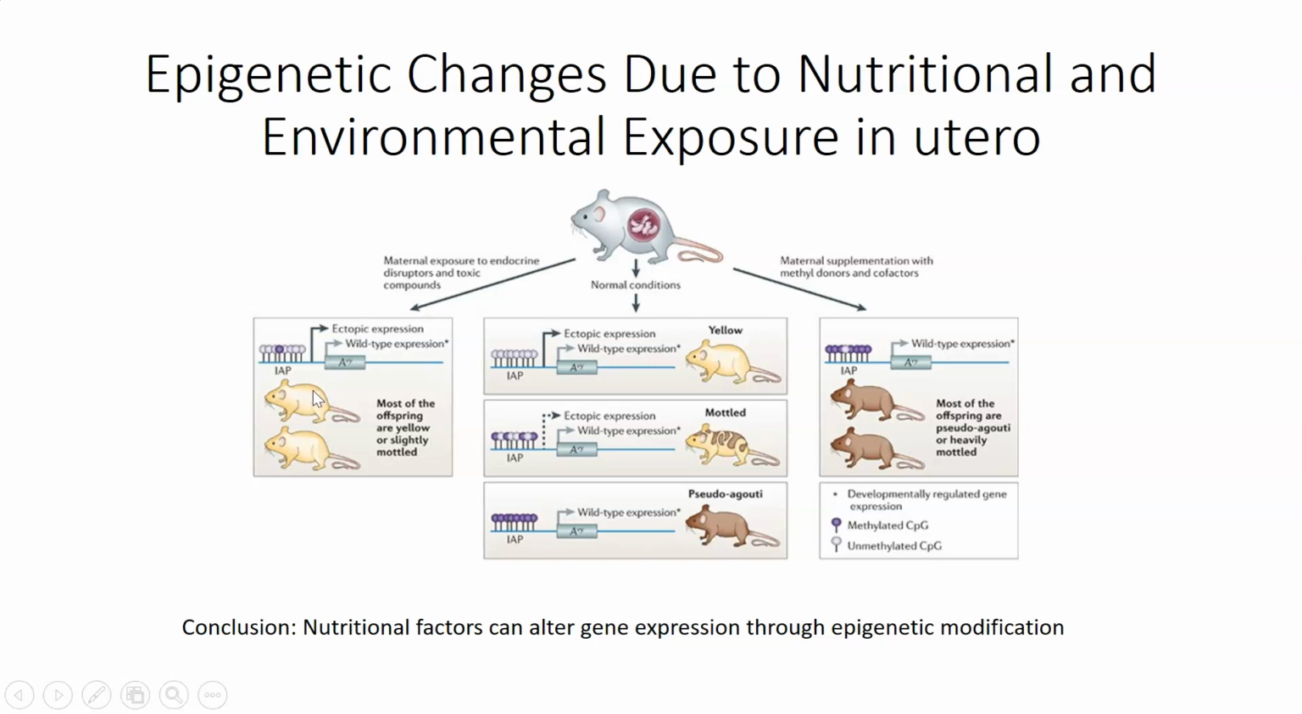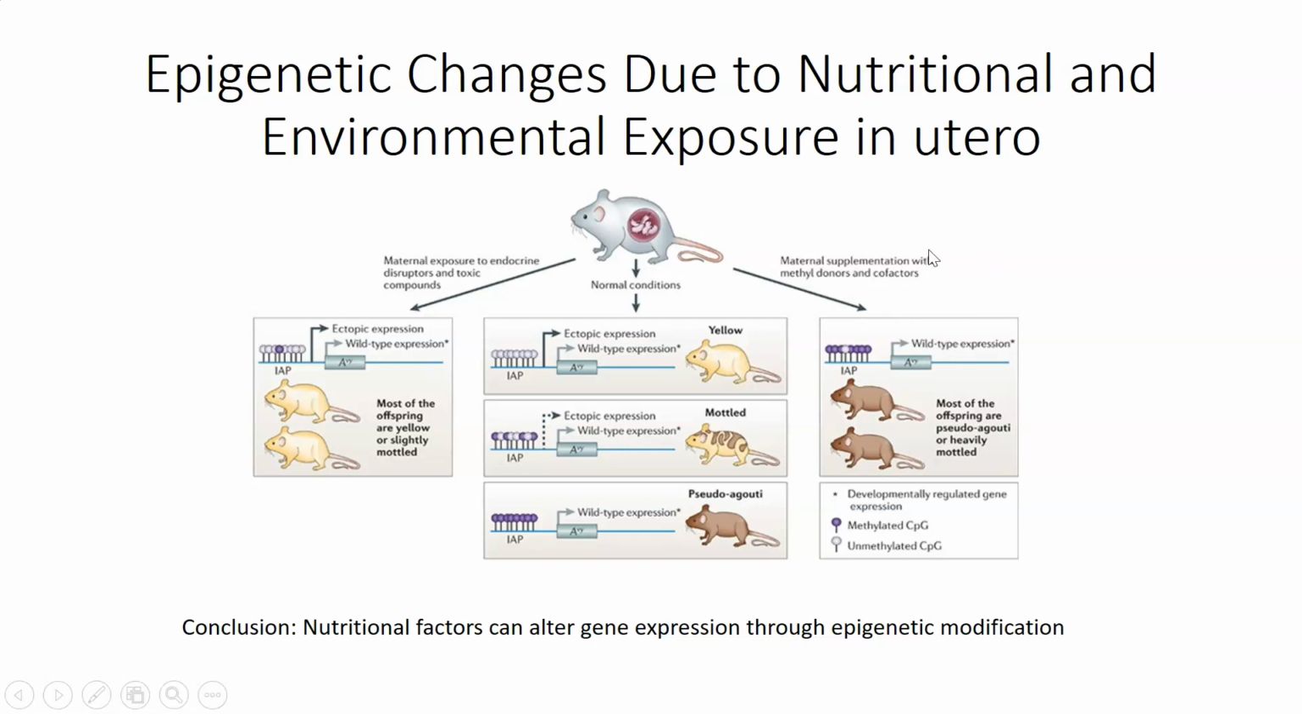How about the experimental conditions? So in the mice that were fed, let's look at this one first actually, that were fed the methyl donors, choline for example, they found that the agouti promoter was highly methylated.